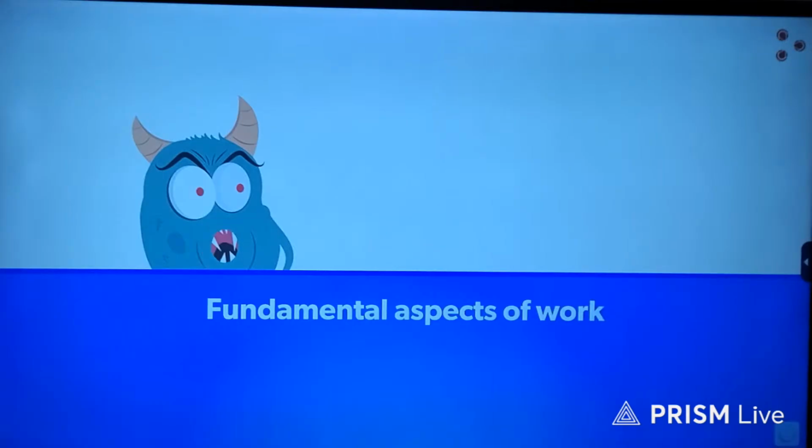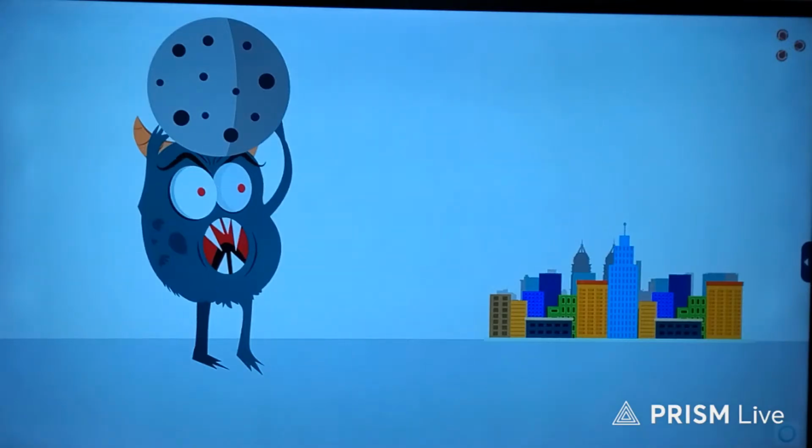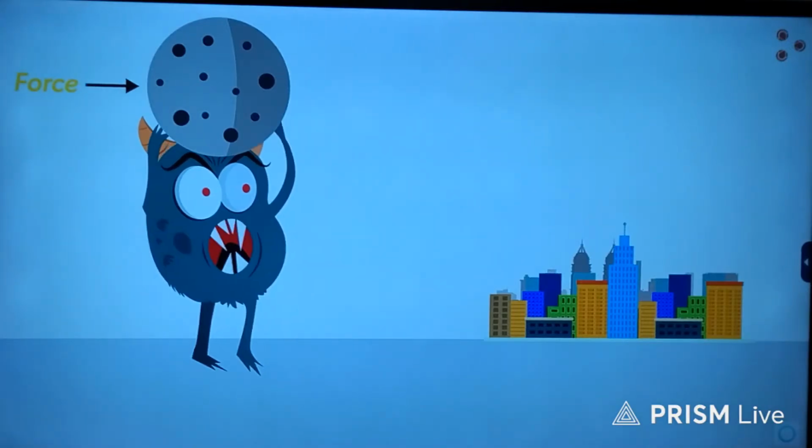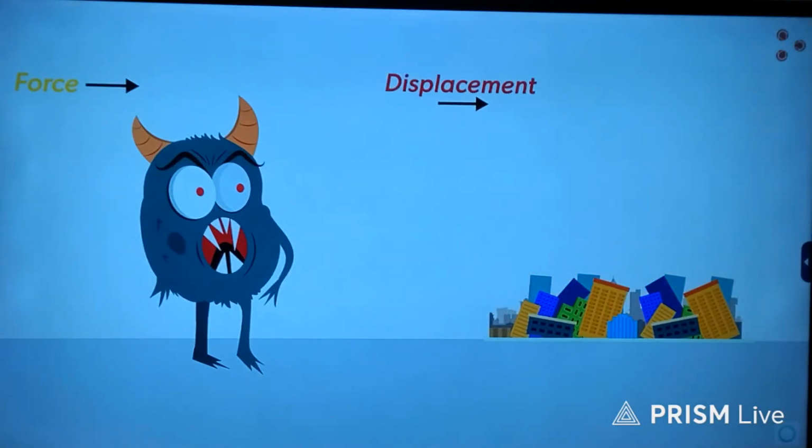What are the aspects done to consider this as work? Why did I say that work's done here? There are two requirements that should be met for work to be done. One, force needs to be applied on the object. Two, the object needs to be displaced. If an object does not meet these two conditions together, then it isn't considered as work. When the monster threw the boulder at the city, he applied force on it and threw it in a specific direction and hence displaced it.